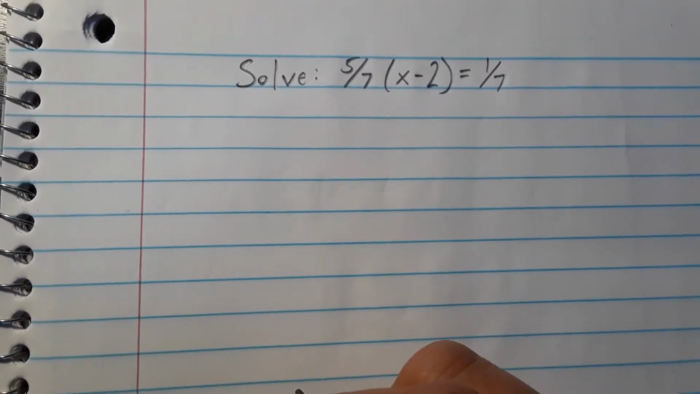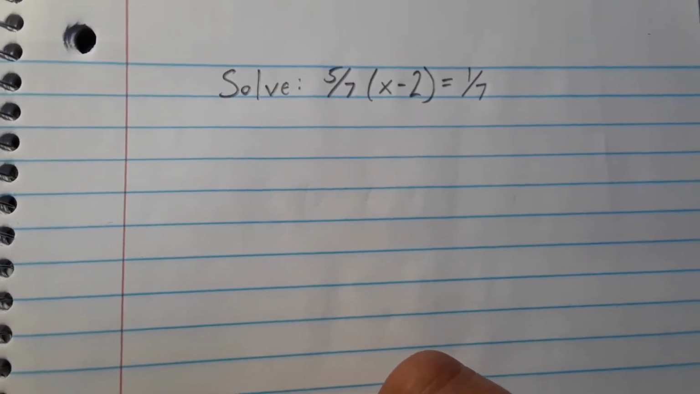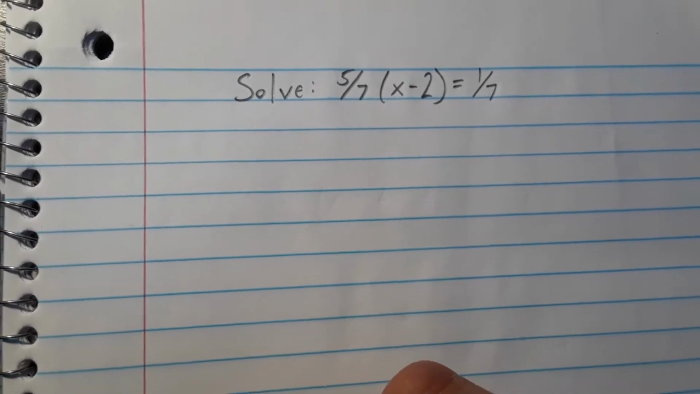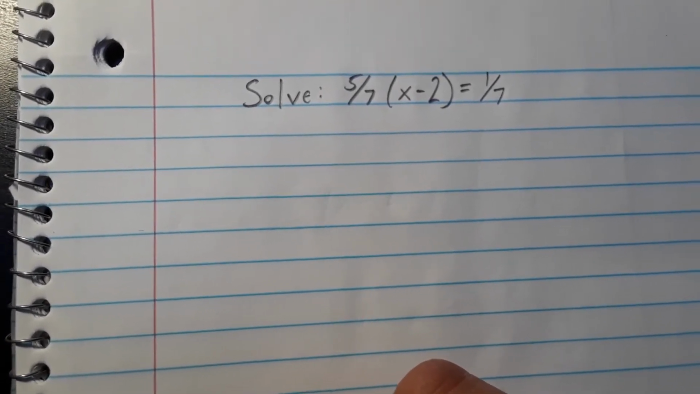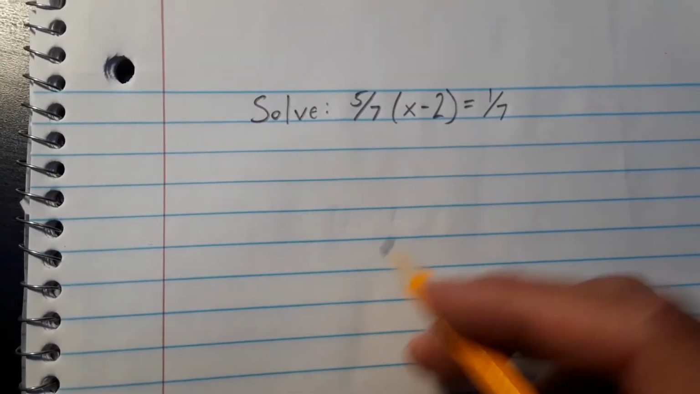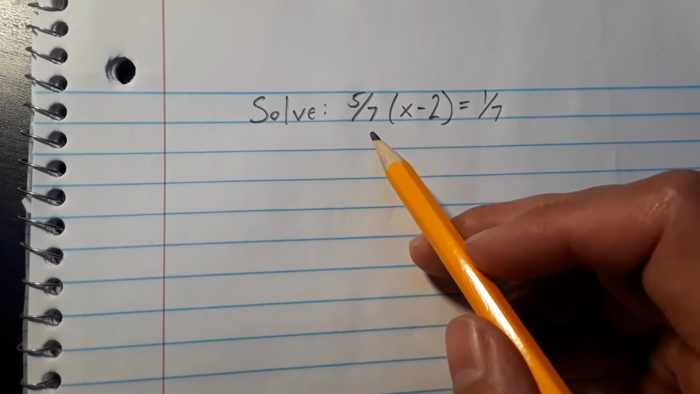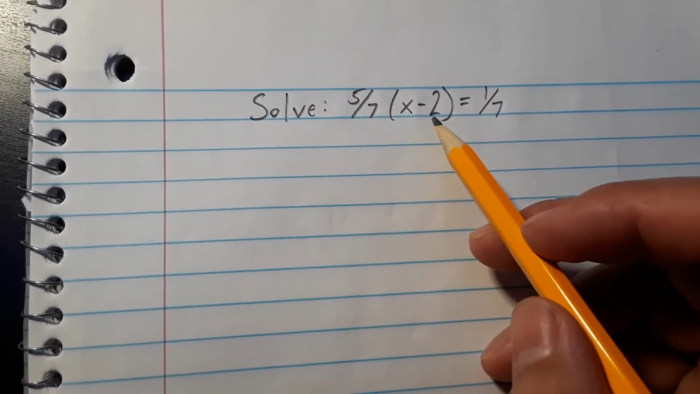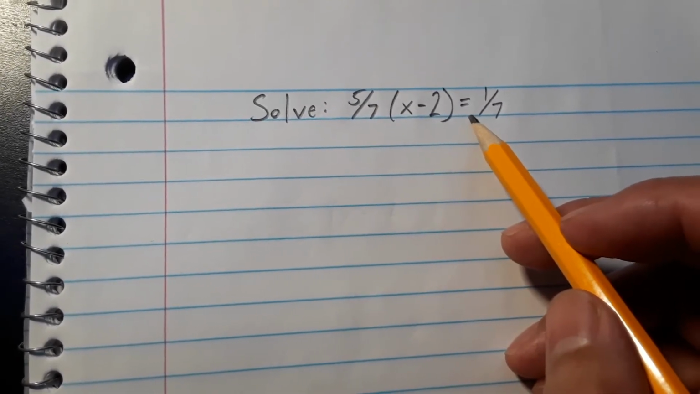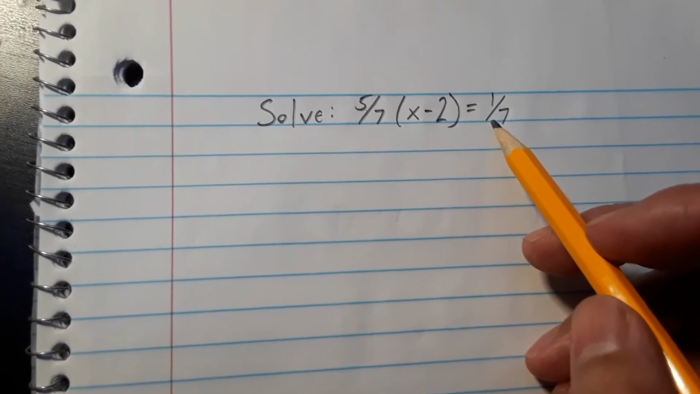Alright guys, what we're going to do here is go over what's probably the most complicated of the problem types that you're going to get on your quiz on Monday. And our example problem here, we've got 5/7 times the quantity x minus 2 equals 1/7.